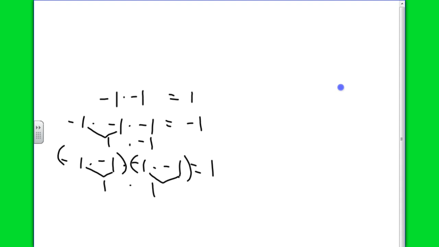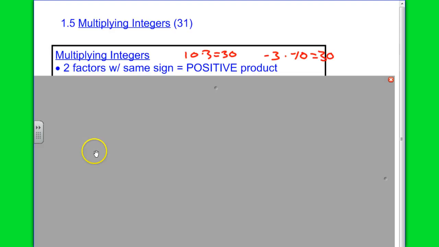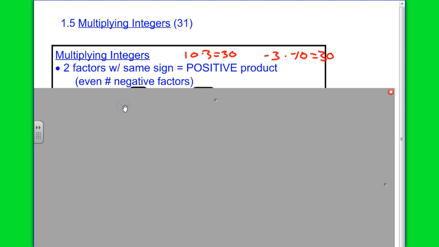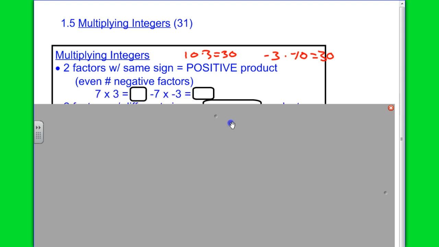So having done a few of these, how will I know when my product is positive? If there are negative factors there, how will I know when my product is positive? Adrian. Excellent. An even number of negative factors, right? If there are 2 negative factors, we get a positive product. If there are 4 negative factors, we get a positive product. And then we could imagine 6, 8, whatever. So when we have an even number of negative factors, we end up with a positive product.